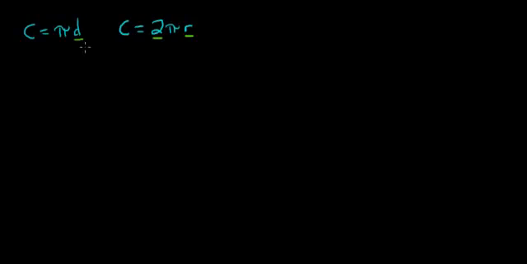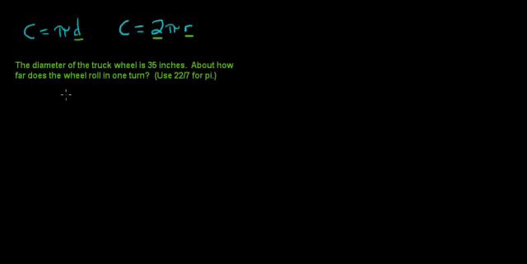The reason these are two different formulas, though, is sometimes they will only give you the radius of the circle, so you have to go with the formula on the right. Sometimes they'll give you the entire diameter of the circle, so then you can just go ahead and use the formula on the left. Now let's take a look at this problem here.